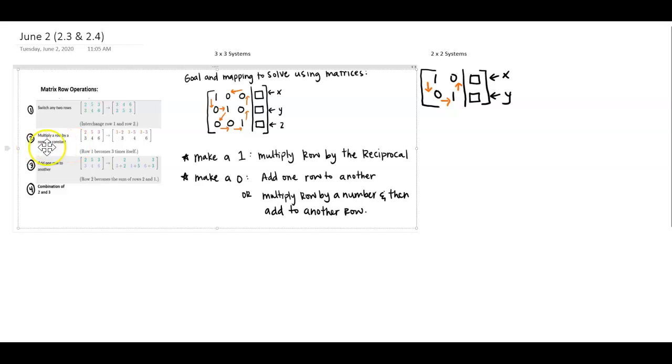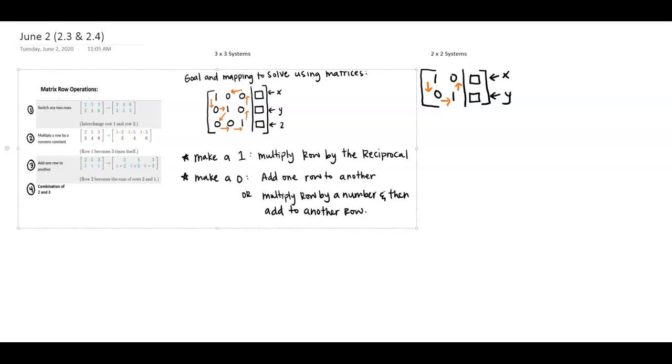All right, we can multiply a row by a non-zero constant. We can't multiply by 0 because that will make the whole row 0, right? Because 0 times anything gives you 0. So you can multiply by any number except for 0. So that's what I'm saying, non-zero constant, right? So any number except for 0 you can multiply by. And so on the top row you can see that they've multiplied everything by 3, right?